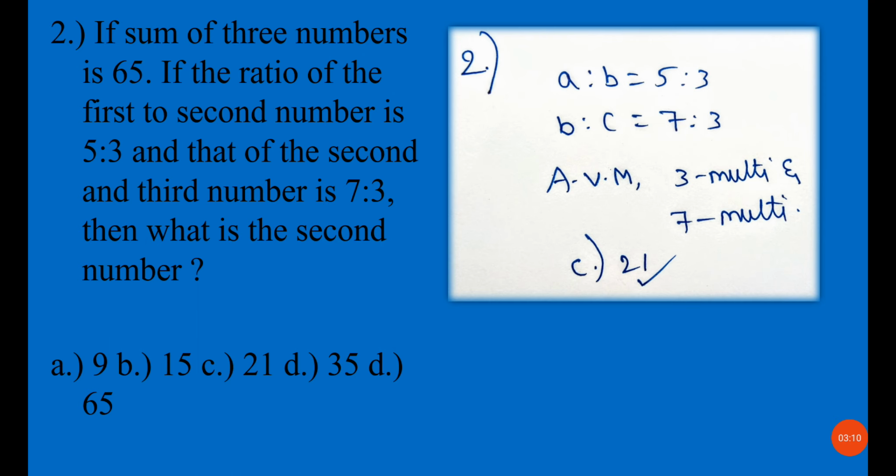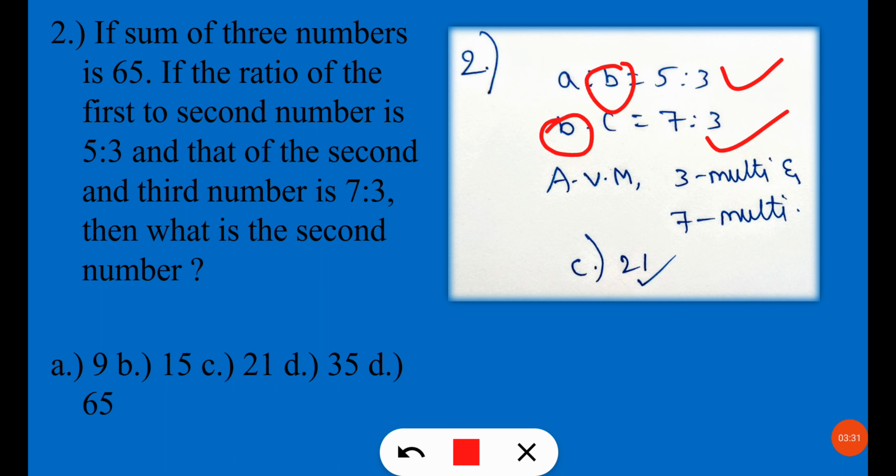Moving to the second question. If the sum of three numbers is 65, the ratio of first to second number is 5:3 and that of the second and third number is 7:3, then what is the second number? Here the first ratio A to B is given as 5:3 and B to C is given as 7:3. We have to find out the second number, that is B.